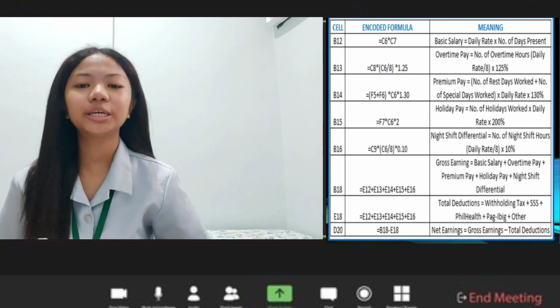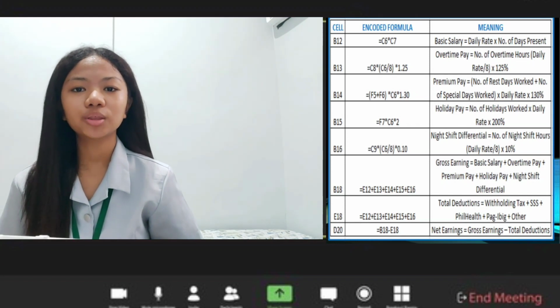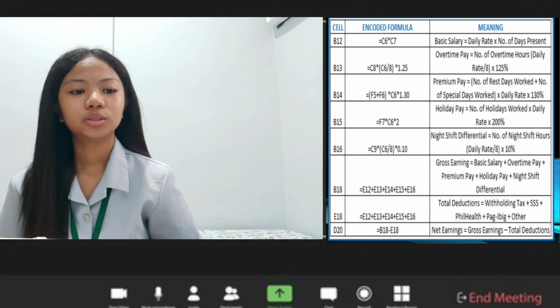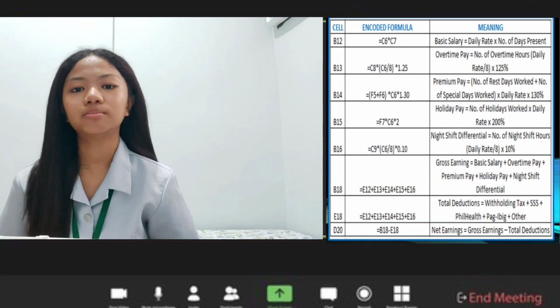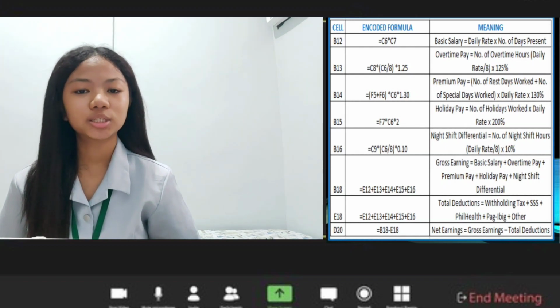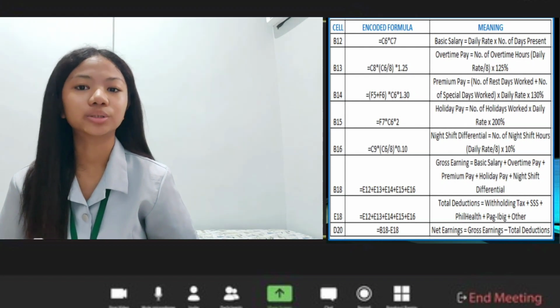So if you are using MS Excel, you need to encode the following formula. So it is equal sign E12 plus E13 plus E14 plus E15 plus E16. So it is just the same as the gross earning.